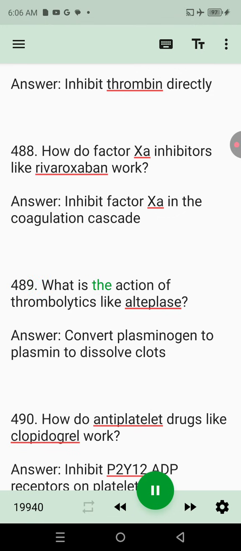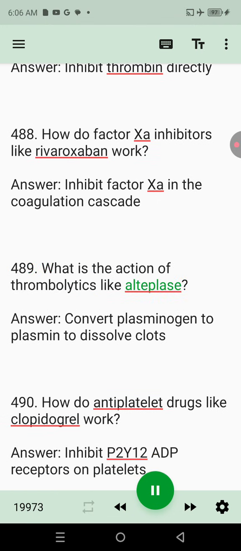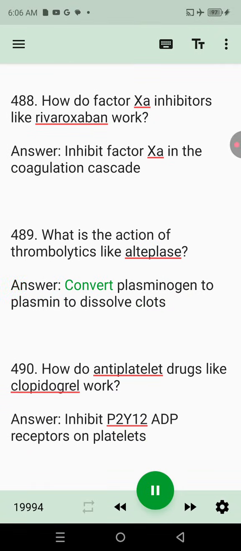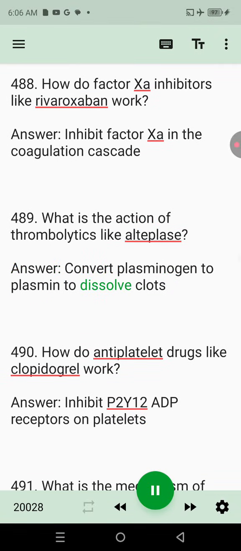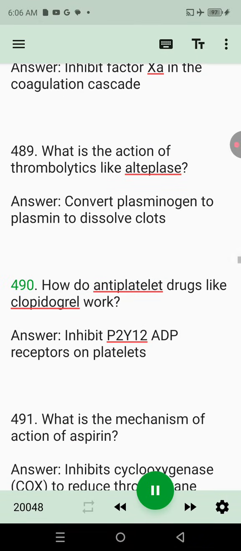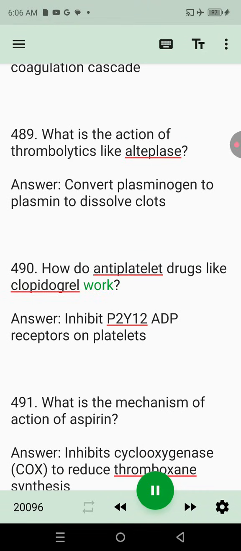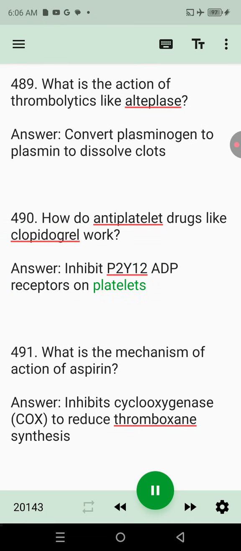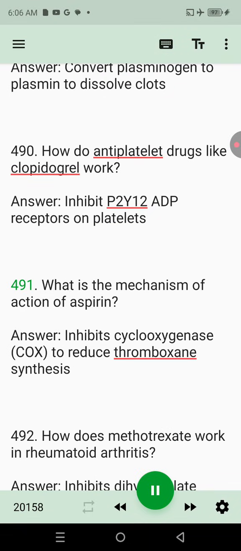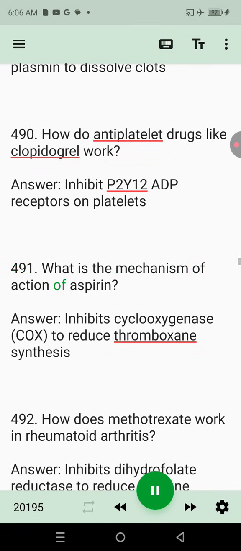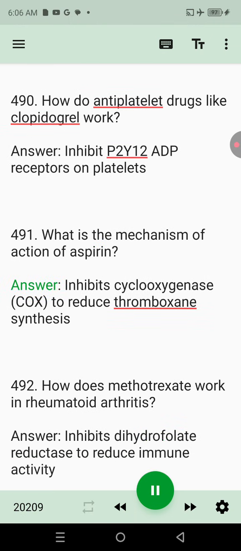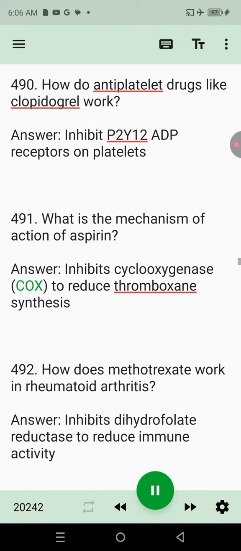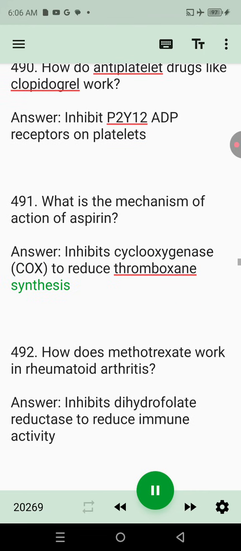489. What is the action of thrombolytics like alteplase? Answer. Convert plasminogen to plasmin to dissolve clots. 490. How do antiplatelet drugs like clopidogrel work? Answer. Inhibit P2Y12 ADP receptors on platelets. 491. What is the mechanism of action of aspirin? Answer. Inhibits cyclooxygenase COX to reduce thromboxane synthesis.